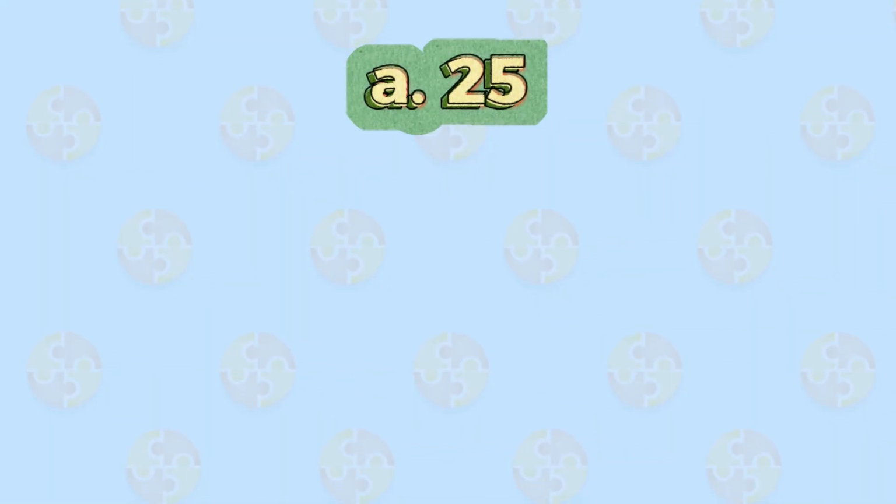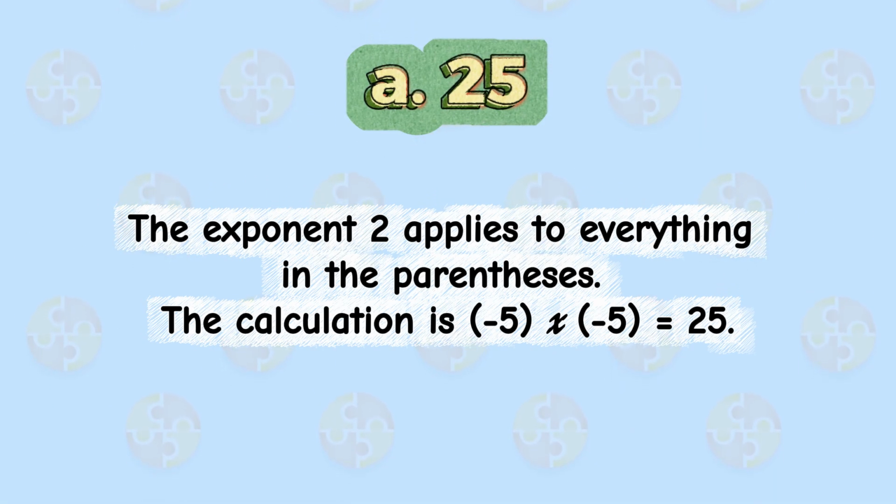The correct answer is A, 25. The exponent 2 applies to everything in the parentheses. The calculation is negative 5 times negative 5, which equals 25.